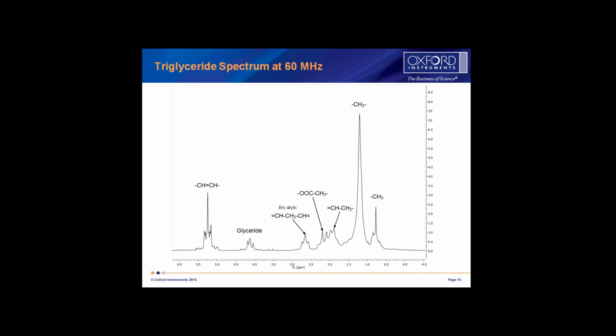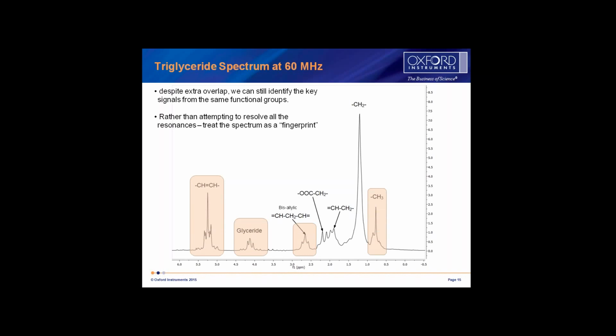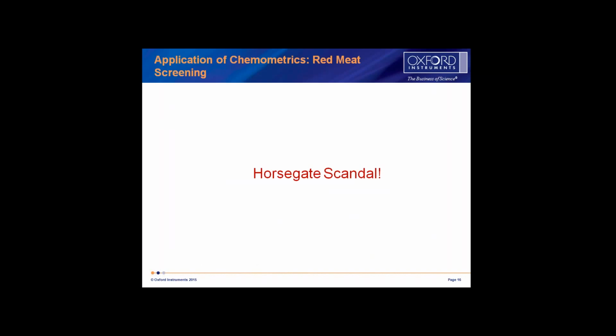If we consider the same spectrum at 60 megahertz, we can see there's considerably more overlap. However, despite the overlap, we can still identify the key signals from the same functional groups. Here we have the same glyceride backbone, the signals from the olefinics, the bisallylic peak, and the CH3. But actually, rather than spending time and effort trying to resolve these peaks, we can take a strategy that comes from other modes of spectroscopy, and we can treat the spectrum like a fingerprint. Which brings me to the Horsegate scandal.